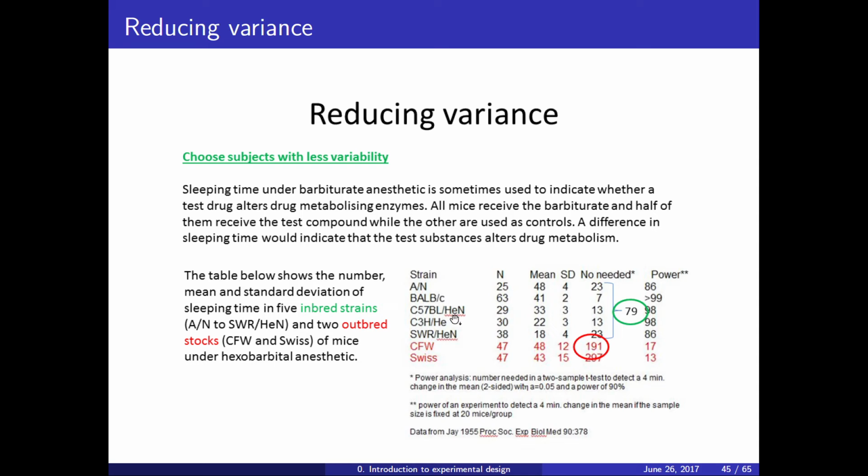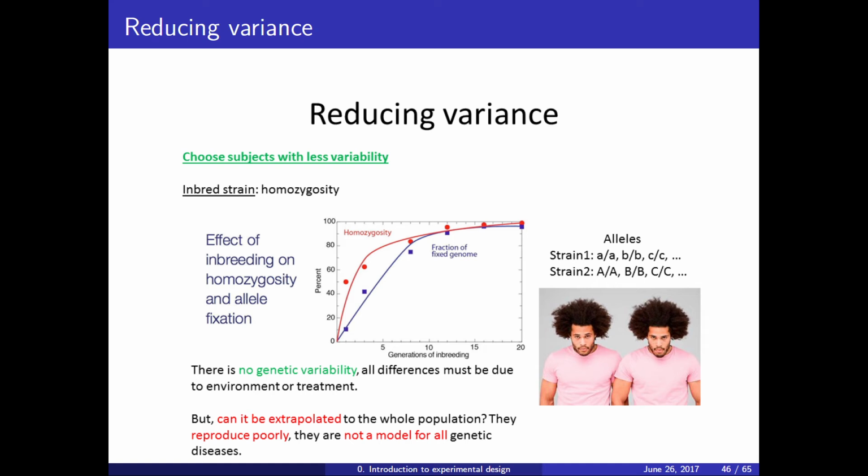We will come back to this slide later to explain it. Okay, so choosing an inbred strain is choosing a strain in which both alleles for each one of the genes are exactly the same. And if you have a different strain, then they have different versions of those genes. So that means that there is no genetic variability.